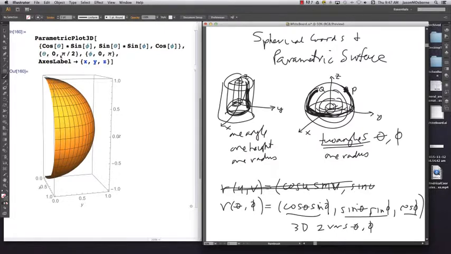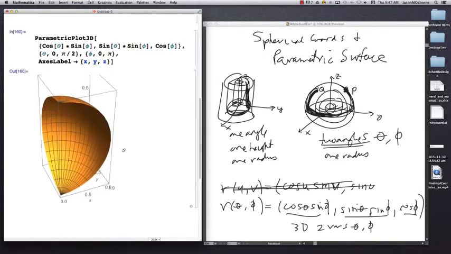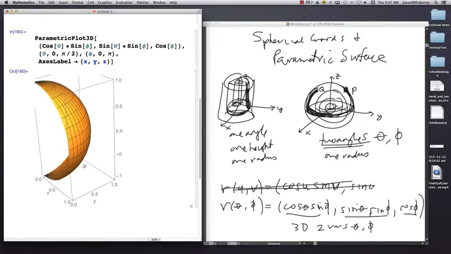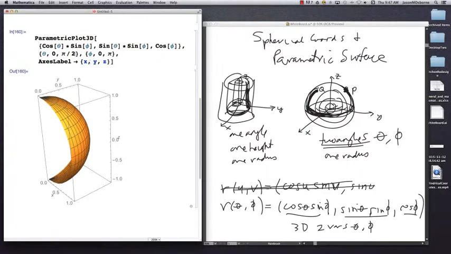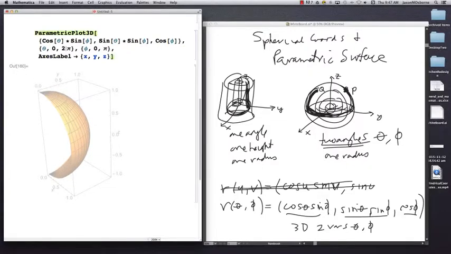So here theta is going from 0 to pi over 2, and phi is going from 0 to pi. And if you take a look here, that is giving us this little part, this little shape. Okay? You'll recognize this as a sphere if I let theta go from 0 to 2 times pi.